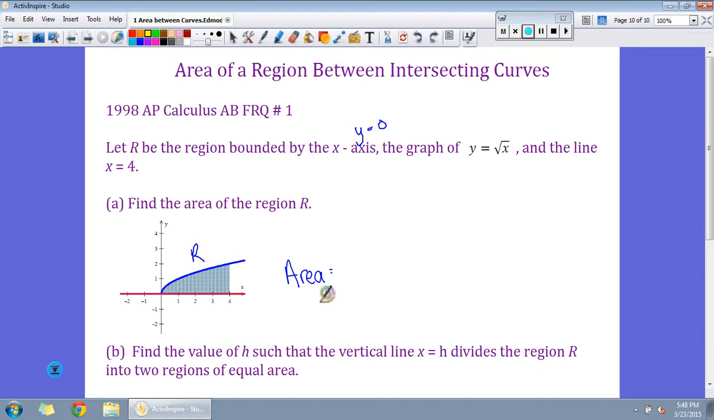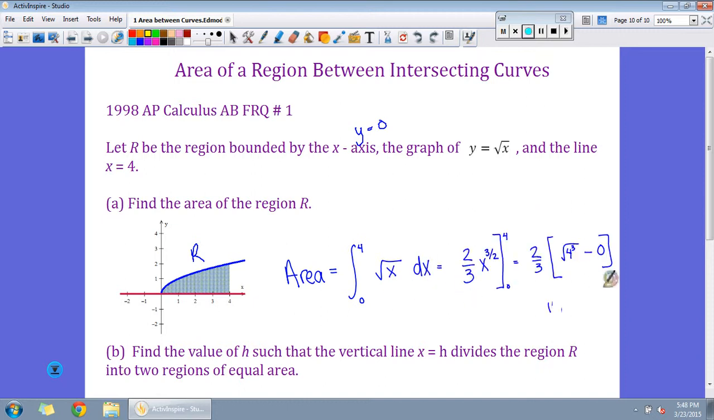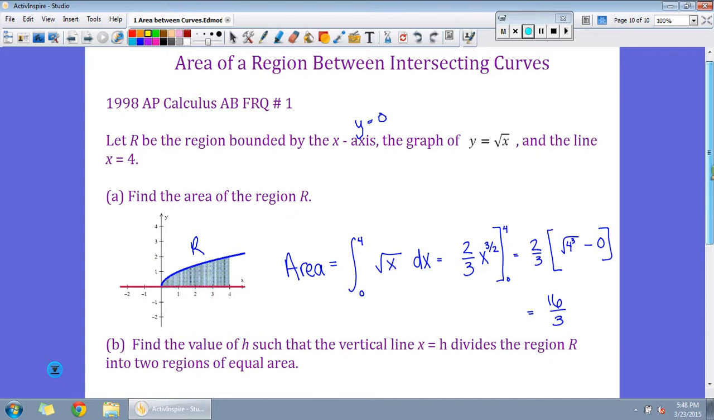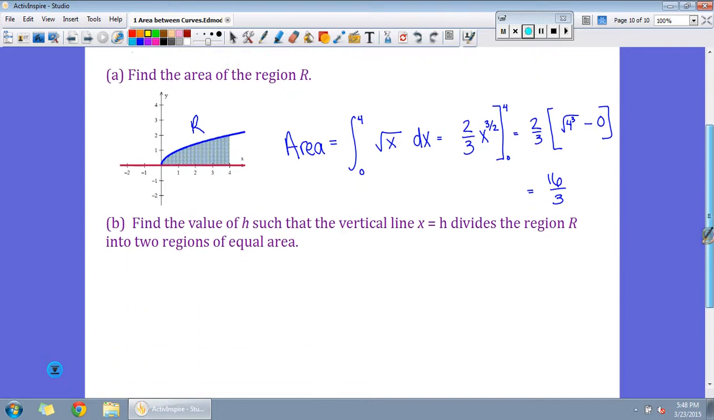The area is going to equal, as we did with definite integrals before, the area from 0 to 4 of the function square root of x dx. And you don't really have a minus 0 because minus 0 is nothing. So that integral is just 16 over 3.